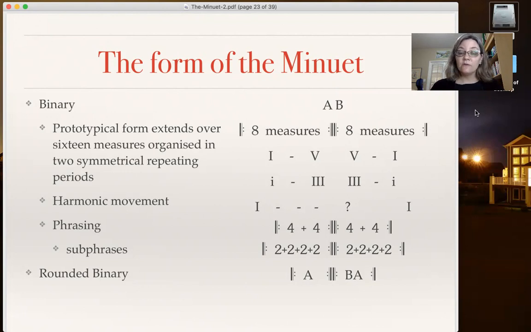The other kind of binary that you'll see in minuets is simple binary, and that's simply an A section that's repeated and a B section that's repeated. And this chapter really focuses more on that simple binary, just to keep things simple, and to these 8-measure halves.